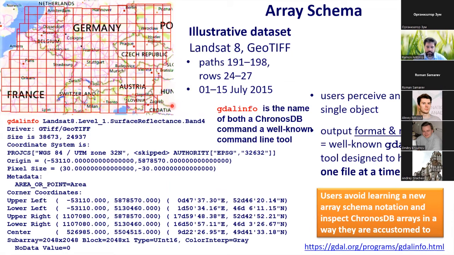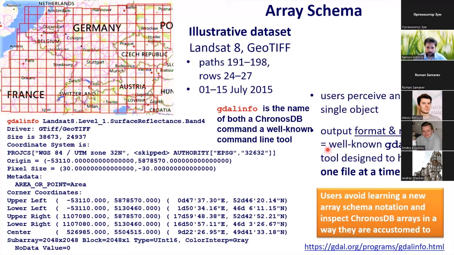This is an example of a ChronosDB array and its schema for real-world data. So the red rectangles in this figure are subarrays, and they're logically presented to a user as a single large array. The ChronosDB gdalinfo command prints the array schema, as you can see here. The meaning of the fields in this schema and this output is the same as for the well-known gdalinfo tool from the GDAL package.